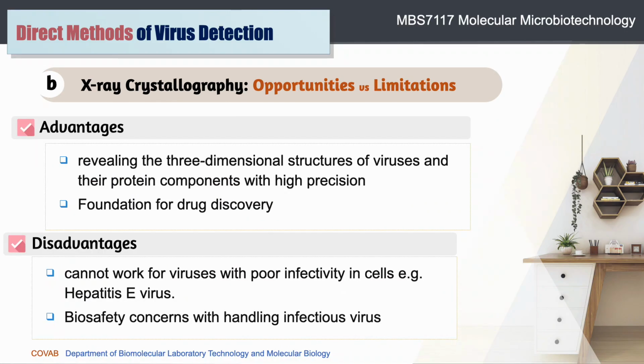The advantages of X-ray crystallography is that we can get the three-dimensional structures of the viruses revealed, and the protein components can be reconstructed with high precision. It is the foundation for drug discovery. The disadvantages are that it cannot work for viruses with poor infectivity, such as the hepatitis E virus. And secondly, there are biosafety concerns when handling infectious viruses, which have to be grown to high titers.